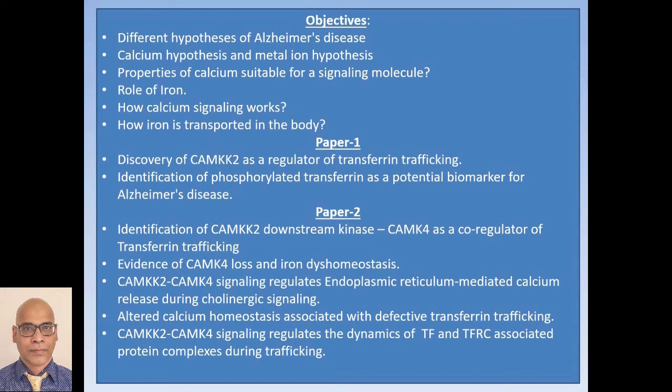Next, I'll discuss paper 2, which is the identification of CAMKK2 downstream kinase CAMK4 as a co-regulator of transferrin trafficking, and I'll provide you evidence of CAMK4 loss and iron dyshomeostasis in the brain. Then I'll discuss how CAMKK2 CAMK4 signaling regulates endoplasmic reticulum mediated calcium release response during cholinergic signaling, and also how altered calcium homeostasis is associated with defective transferrin trafficking.